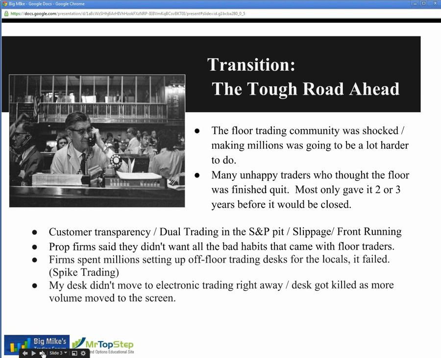But one of the things that people ask me about is, what did happen in this transition with floor traders? Well, one of the firms that tried to do this was a small firm called Spike Trading. It was run by a guy by the name of Anthony, and Anthony made a lot of money in the open outcry NASDAQ market.